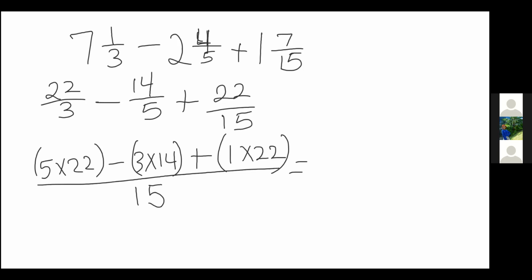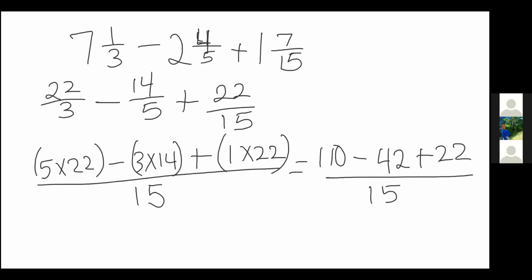And we take our time and work that out. 22 by 5 is 110 minus 14 by 3, that is 42, plus 22 over 15, and we take our time and work it out. 110 minus 42 is 68, and then 68 plus 22 is 90, so 90 over 15.